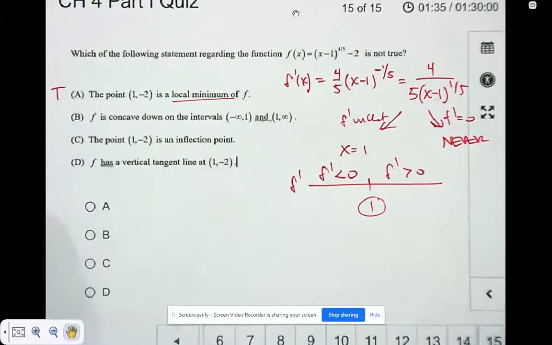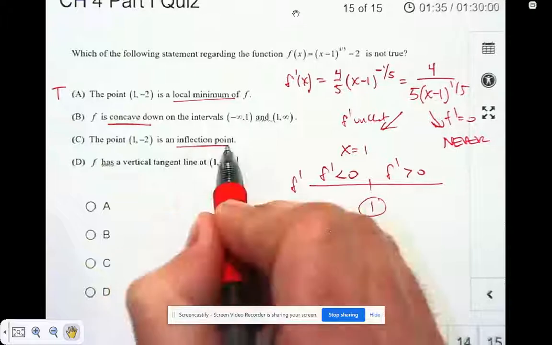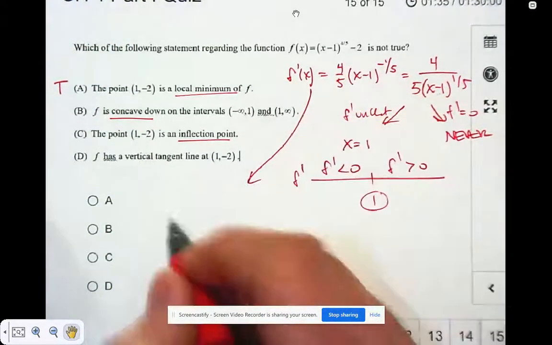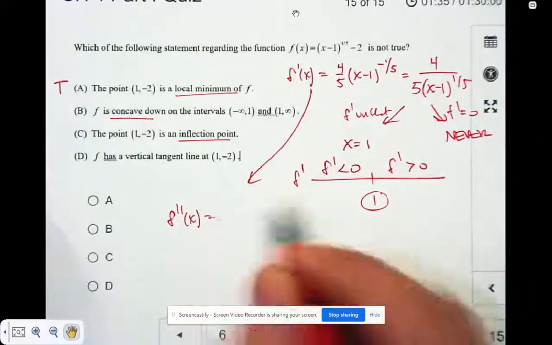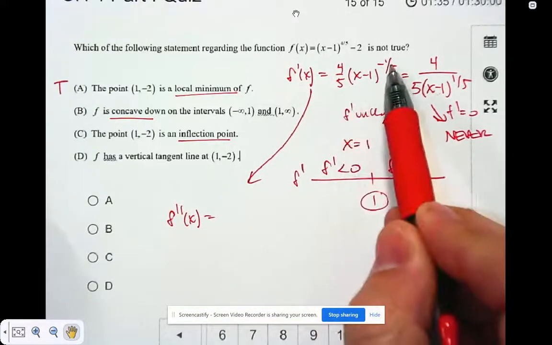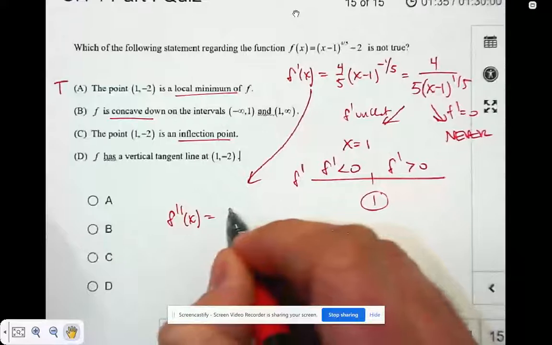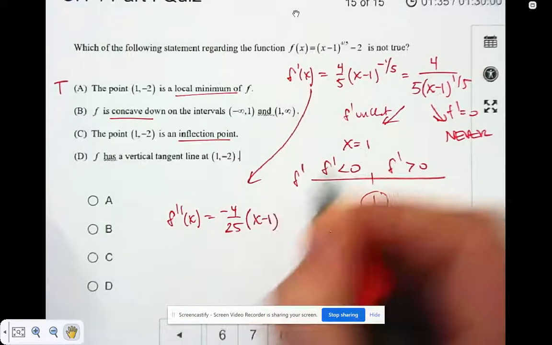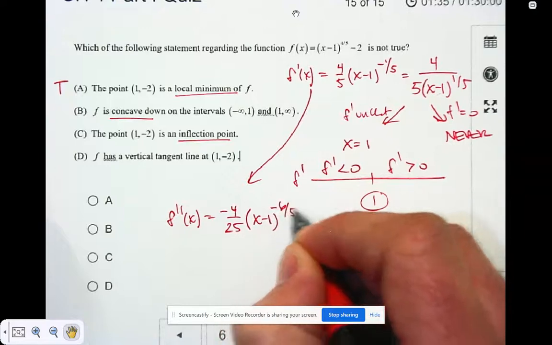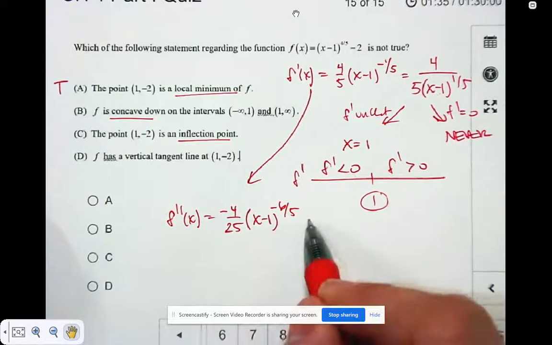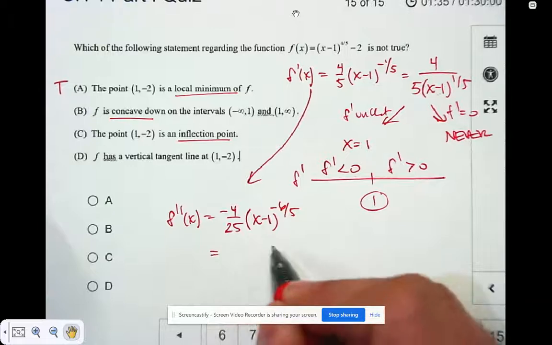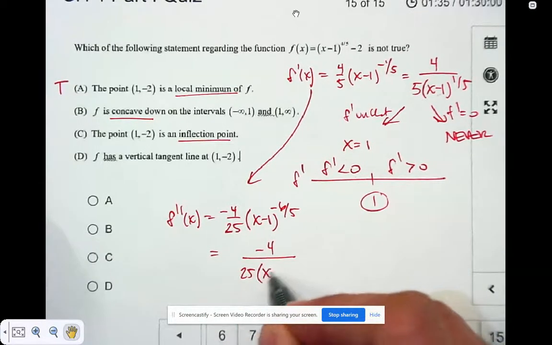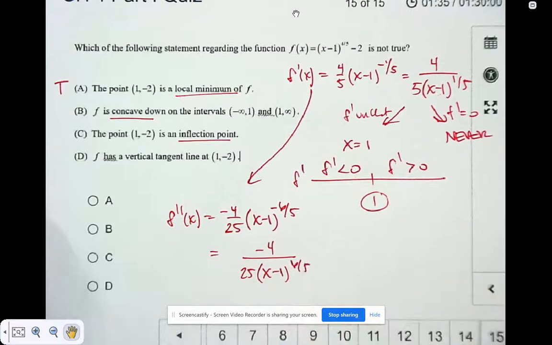And then I keep reading. Concave down, inflection point. Both of those deal with the second derivative. So let's find the second derivative. Taking the derivative of this guy, if I bring down negative 1/5, I get negative 4/25 times x minus 1 to 1 smaller, negative 6/5. Derivative of inside is just 1, so nothing changes. If I rewrite that, I have negative 4 as my numerator, 25, x minus 1 to the 6/5.